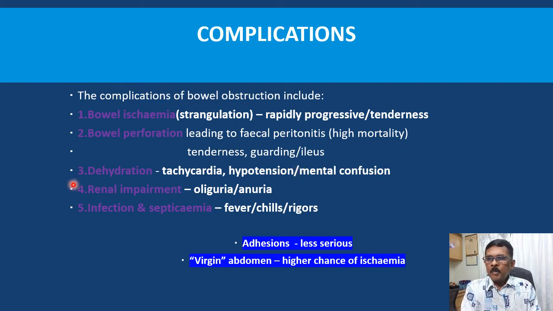Severe hypovolemia can lead to renal impairment, acute renal failure. So you must monitor the patient's urine output. Watch out for oliguria and anuria.